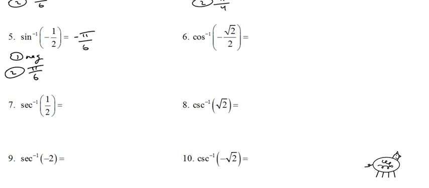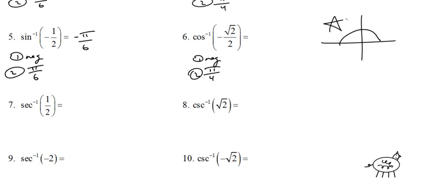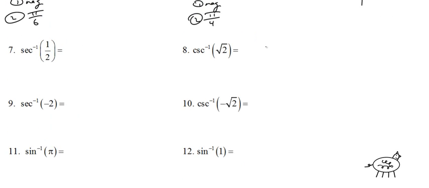Same thing with this one here. The first thing, it's negative. Second thing, the reference angle is pi over 4. Remember, cosine is in these two quadrants, and since we're negative here, we're going to say pi minus pi over 4, which is 3 pi over 4. Make sure, whenever you see an inverse trig function, it's got to be in the range. I can't stress it enough. It's got to be in the range. Very important.